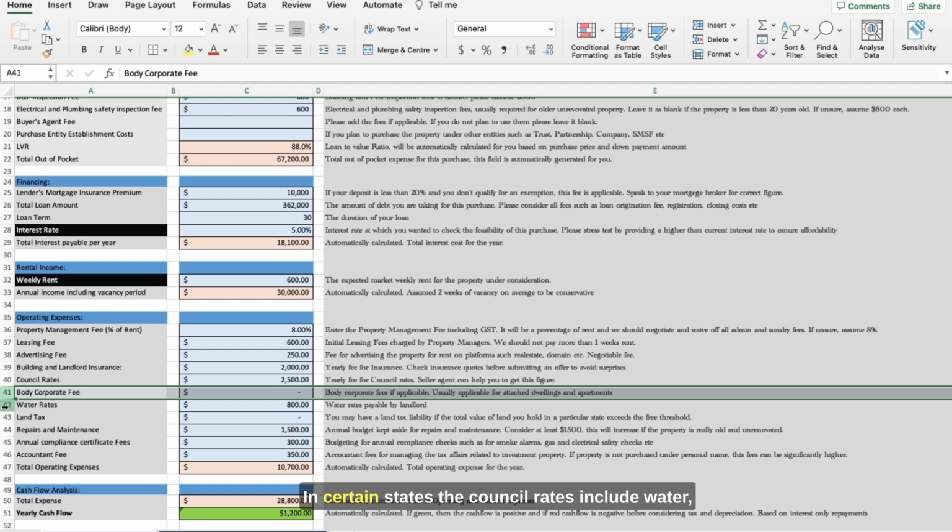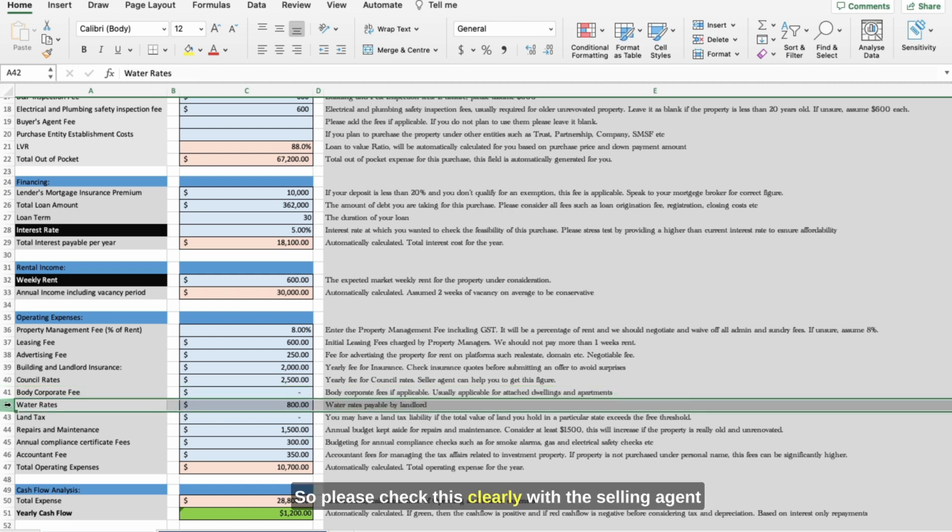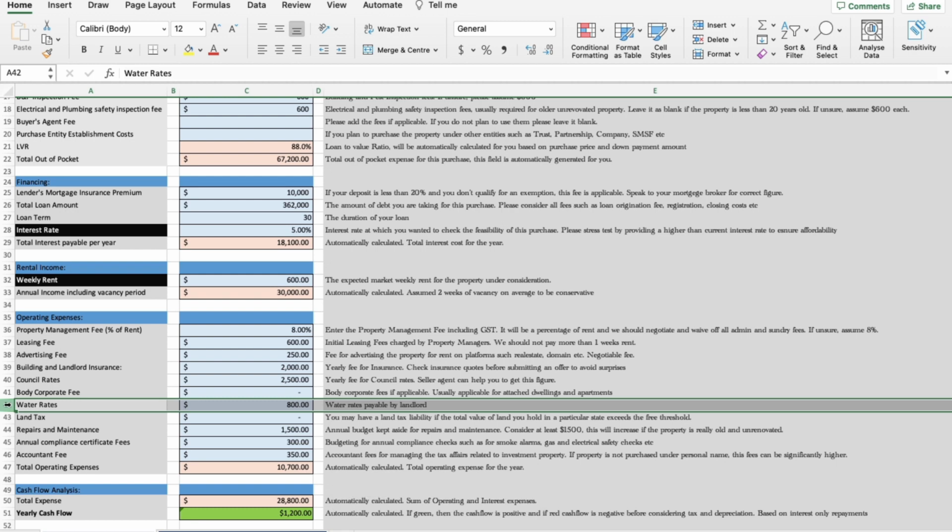In certain states, the council rates include water, while in others it is kept separate. So please check this clearly with the selling agent, as we do not want to do double dipping. If water rates are separate, please enter it here. Otherwise, leave it blank.